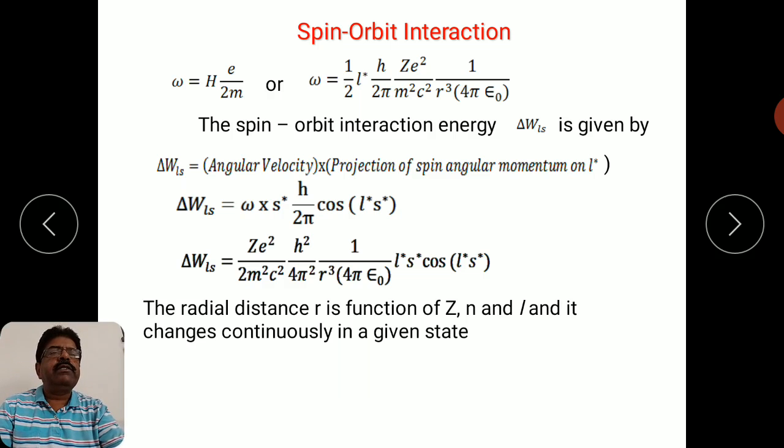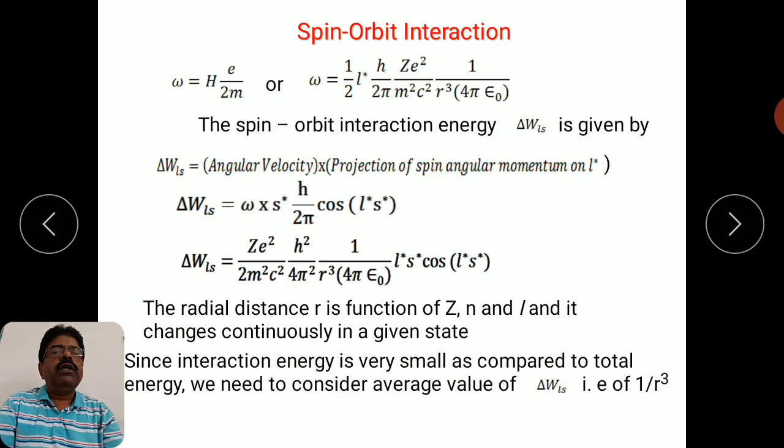Okay, so the radial distance R means the distance of the electron from the nucleus. So this distance is a function of what? Z, the atomic number Z. In Bohr's theory we have seen that the radial distance R is a function of Z, then the principal quantum number N, and the value of L, and it changes continuously in a given state. L, you know, is the orbital quantum number, and the value of L represents the shell, also the subshell.